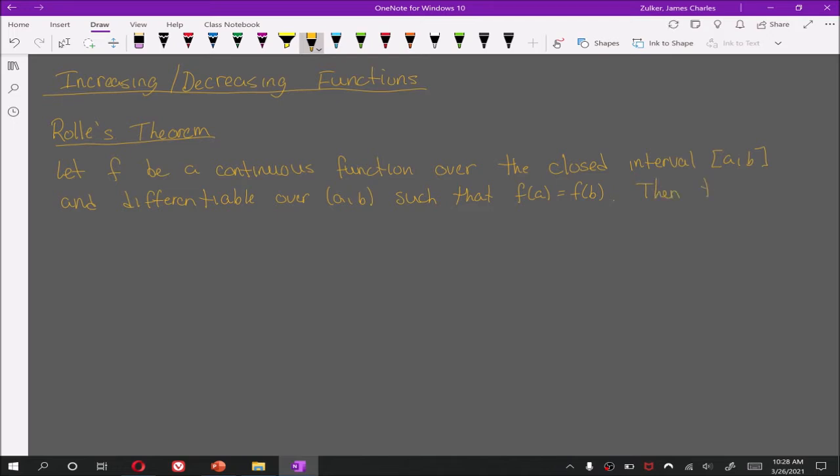Then there exists at least one c in the open interval a to b such that f prime of c is equal to 0. Right? In other words, the function is going to have to turn at least once.